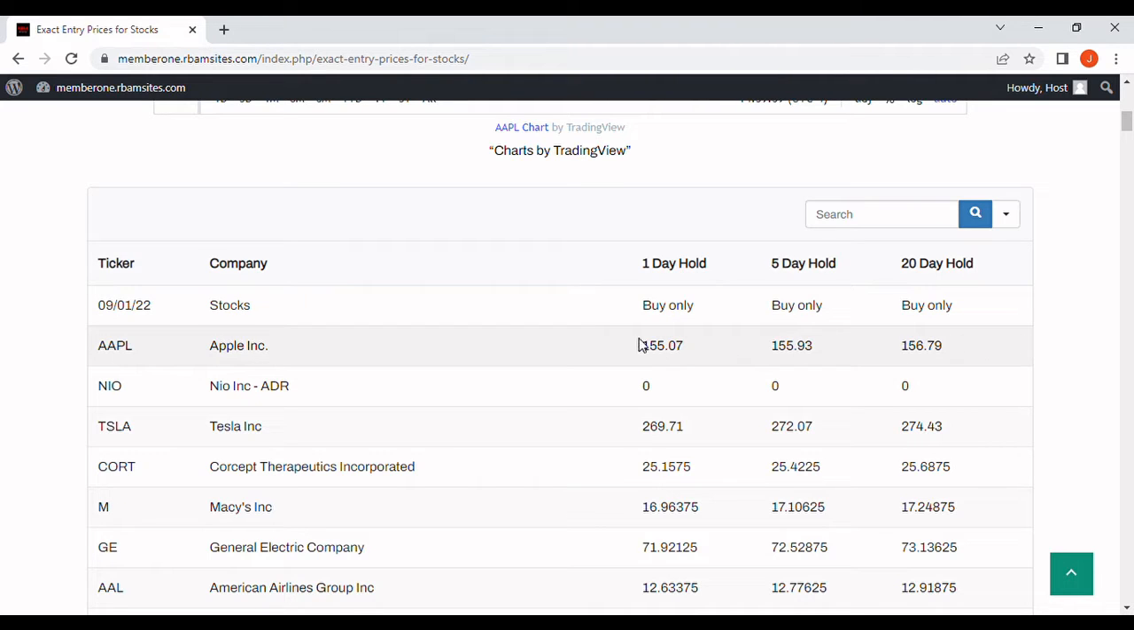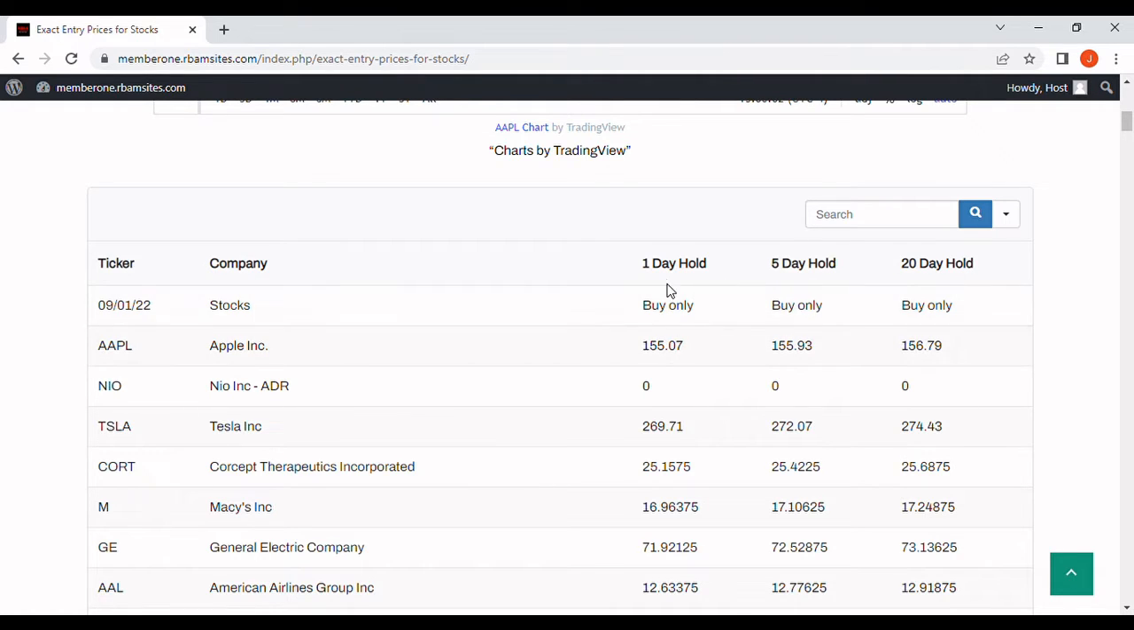So this would be a row of buy prices, and you can see today for NIO, there's nothing in here. Sometimes there's prices, sometimes they're not. They're usually about 3 or 4 days a week, pretty heavily populated, but sometimes they're not. And today we can see Apple as a one-day hold trade would be 155, 5 day would be 155.93, and a 20-day hold would be $156.